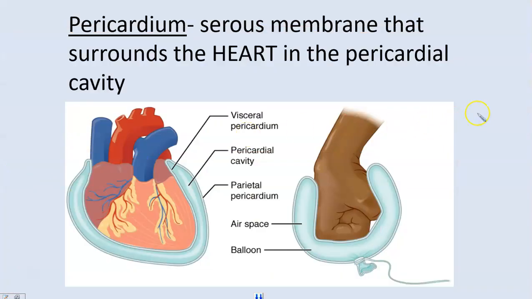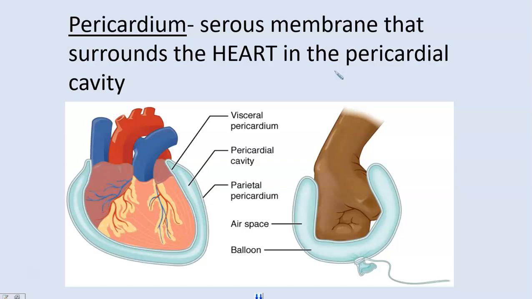And so if you want to pause the video here, this is the actual thing that's in your notes that I got for you. So here's the one that's touching the heart, the visceral pericardium. The outer one is the parietal pericardium, and there is that pericardial cavity, which is that space in between. Pericardium is the noun that we use for the membrane that is surrounding the heart.